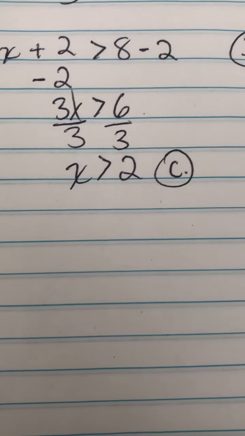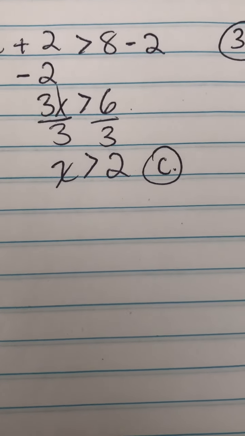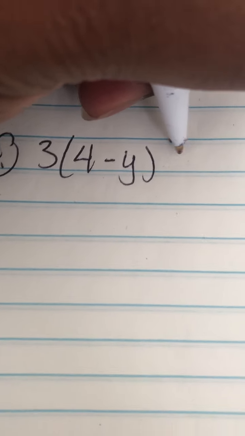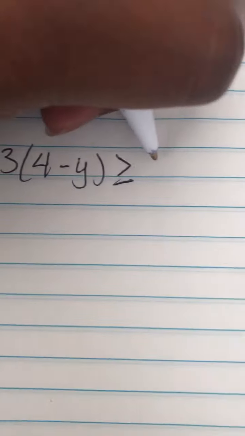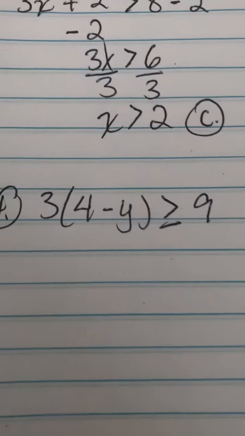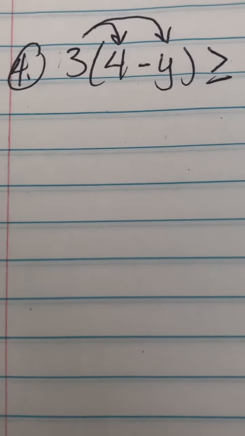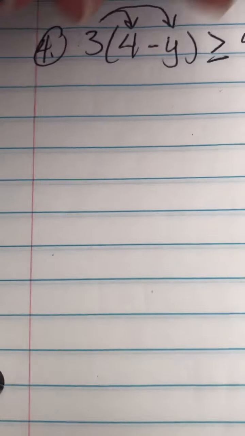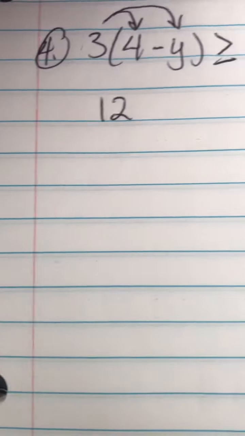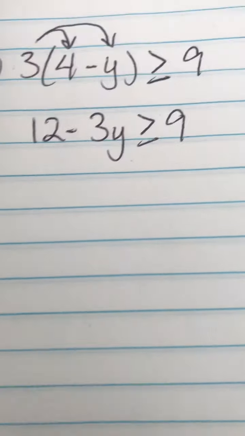solve this inequality, right? We are very familiar with these. So we have 3 times (4 minus y) is greater than or equal to 9. Remember that little symbol means equal to. Just like we would do before, we take whatever's outside and multiply it by everything on the inside and keep the symbol, unless there was a negative there, but there isn't. So 3 times 4 is 12 minus 3y is greater than or equal to 9.